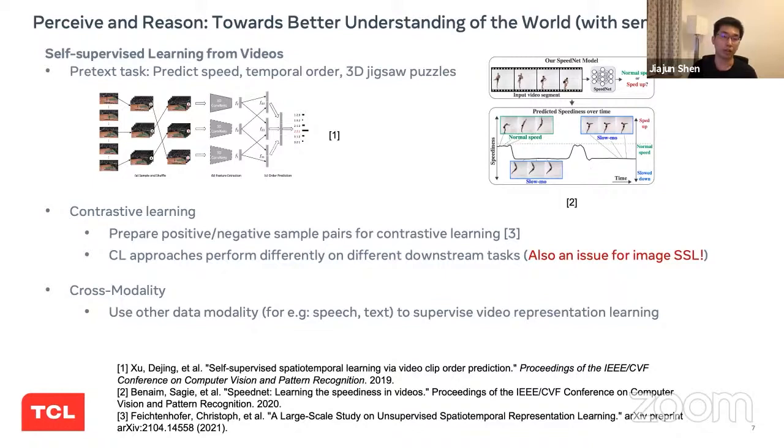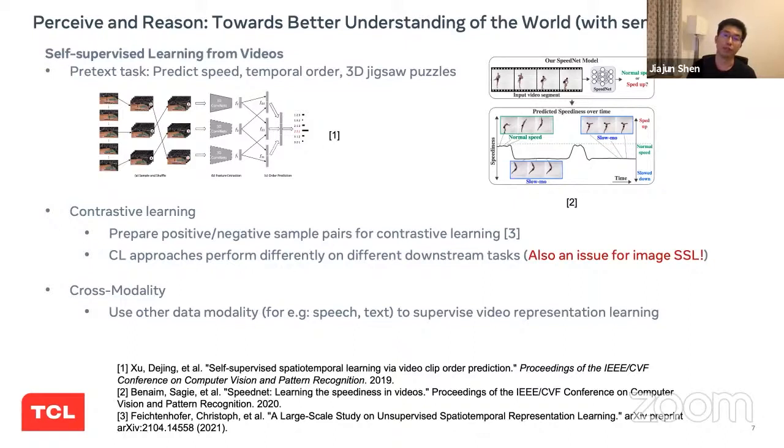Another direction is contrastive learning, which has been quite a hot topic in 2D image self-supervised learning. Essentially, you want to construct those positive and negative sample pairs, so you want the embeddings for those positive pairs to be pulled together, and you want to push away those negative pairs. Well, there are also some issues with that. And another different direction is cross-modality. Of course, you want to use other data modalities to supervise the video learning. So for example, you want to sync the video with audio, and you want to sync some captions with the video content as well.